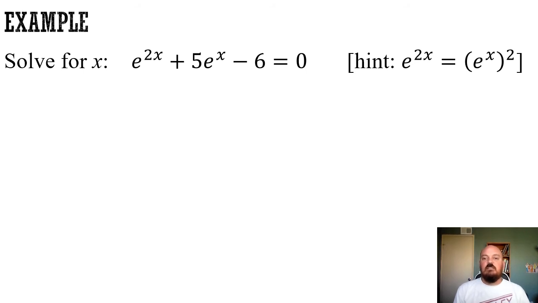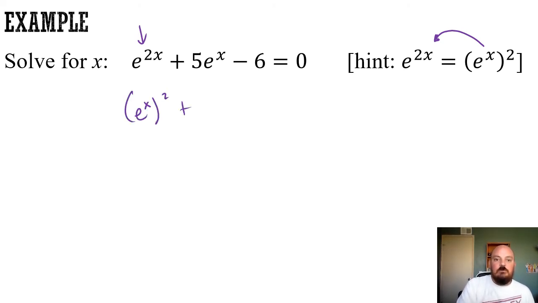So I gave you this hint. I said e to the 2x is like having e to the x squared. And the reason for that is the same property we already used once today. When you raise a power to a power, you're multiplying the exponent. So let's work this backwards. If I took e to the x and squared it, you multiply the exponents, x times 2 is 2x. So when you see this e to the 2x here, you want to think of it as e to the x squared, and then the rest of it is the same.